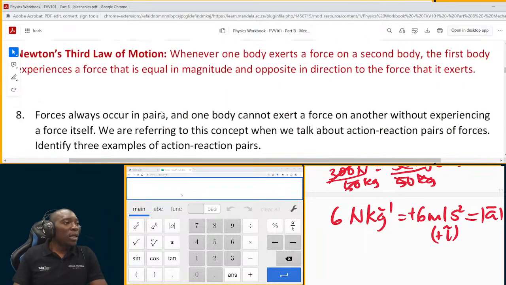Okay, so let's look at Newton's third law. Whenever one body exerts a force on a second body, the first body experiences a force that is equal in magnitude and opposite in direction to the force that it exerts. So when body A exerts a force on body B, body B exerts an equal but opposite force on body A. That's basically what this statement means.